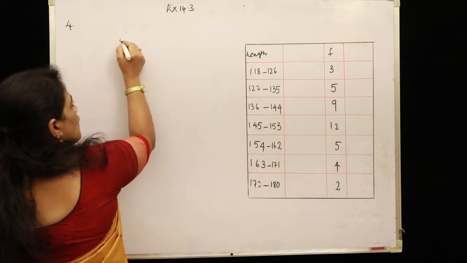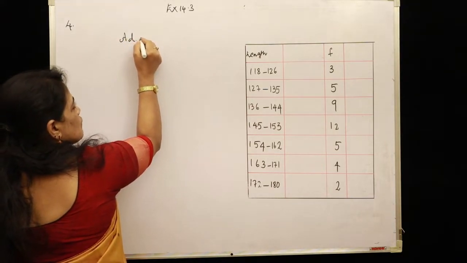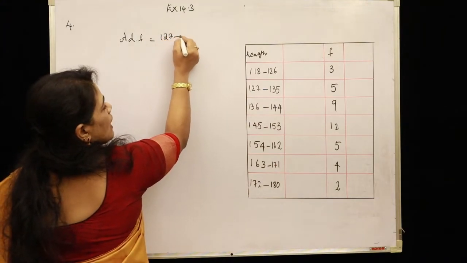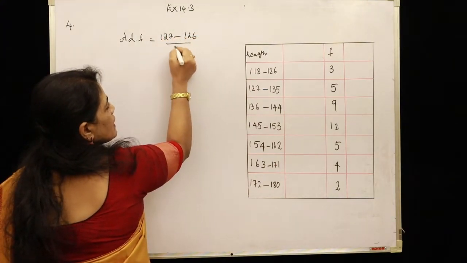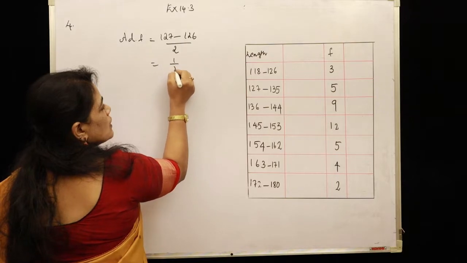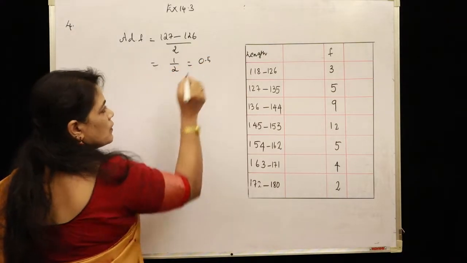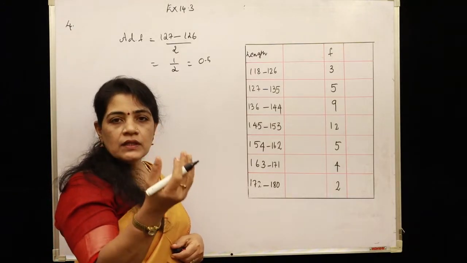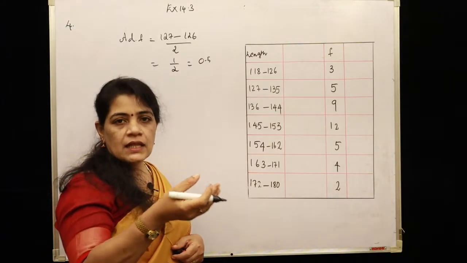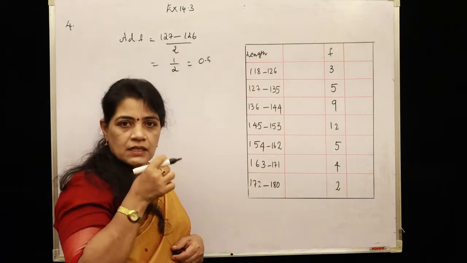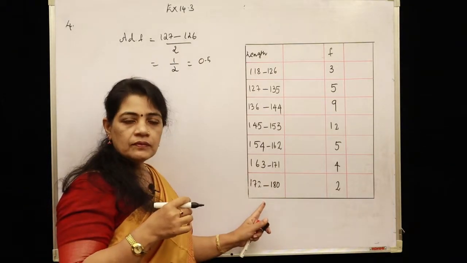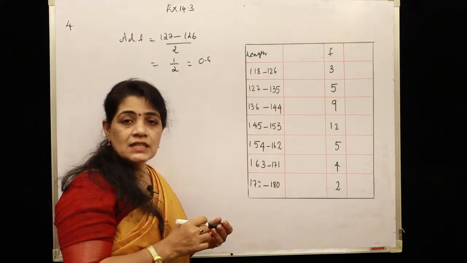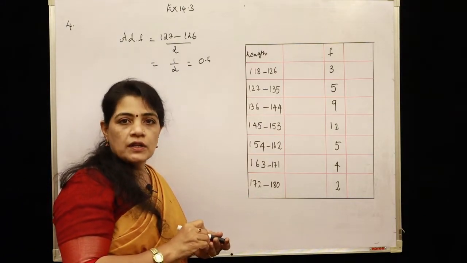That means the lower limit is 127. We have to find the adjustment factor, which is equal to 127 minus 126 divided by 2, that is 1 by 2 or 0.5. This is the adjustment factor that should be added to each upper limit, and that 0.5 should be subtracted from each lower limit, so that you can easily convert this frequency distribution from discontinuous form into continuous form.